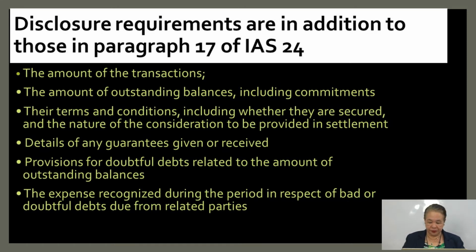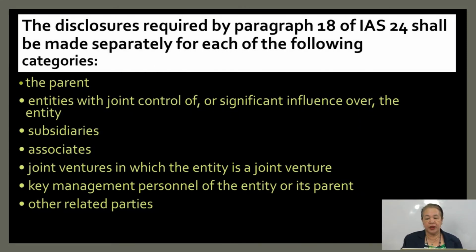The disclosures required by paragraph 18 of IAS 24 shall be made separately for each of the following categories. Also, they should be disclosed separately: the parent, or the entities with joint control of or significant influence over the entity; the subsidiaries; the associates; the joint ventures in which the entity is a joint venturer; the key management personnel of the entity or its parent; and other related parties. So they have to be disclosed separately and not just in a lump or joint disclosure. They have to be disclosed line by line as a line item in the disclosures.